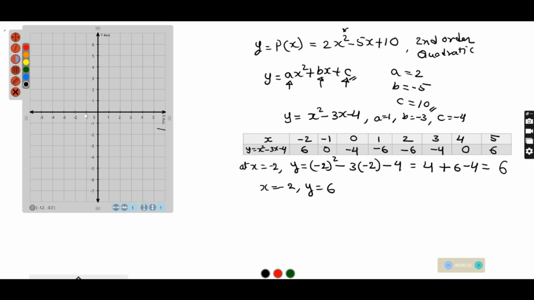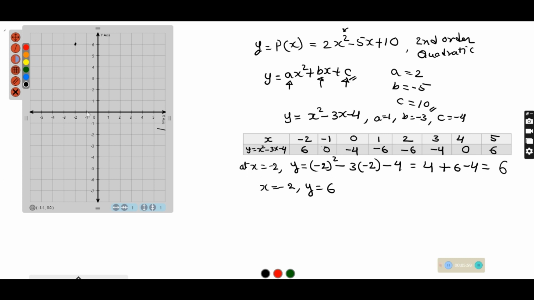We will keep the points on this graph. At x is equal to minus 2, this is the x axis and this is the y axis. At x is equal to minus 2, what is the y number? It is plus 6, right? So where is the plus 6? It is here. So mark this point. Then at x is equal to minus 1, y is 0, so it is touching here.